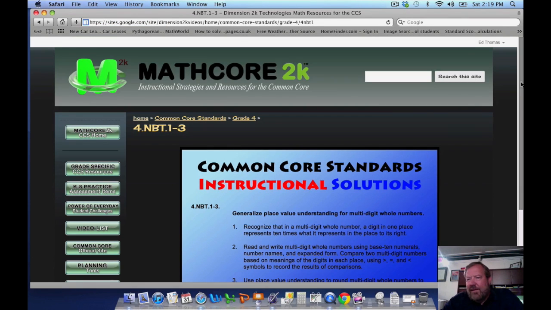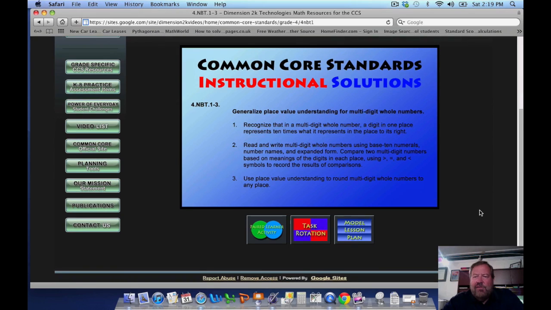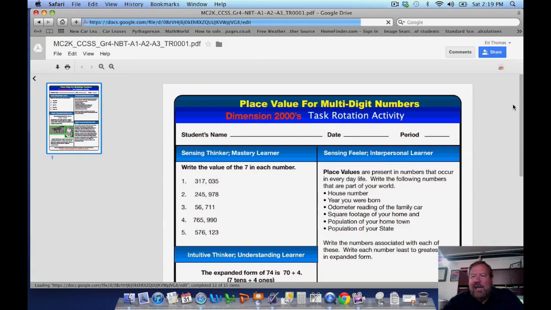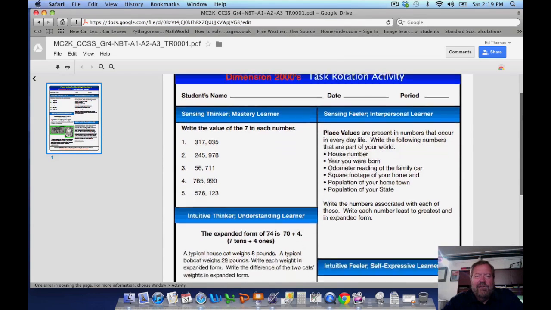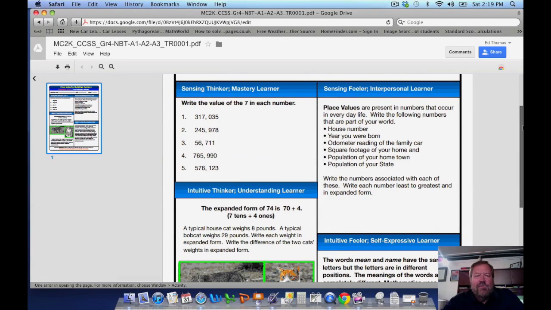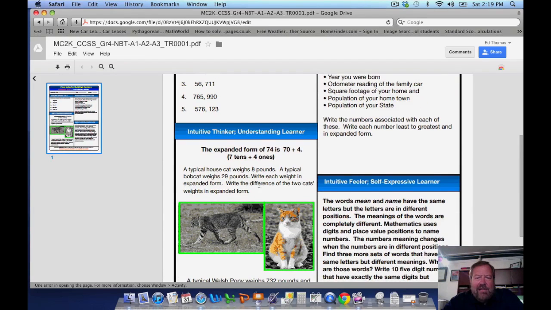So I click on the standard, and what we have here for grades 3 through 12 is everyone's going to get a model lesson plan, a task rotation activity and a paired learner activity, and in some cases additional resources as well. So let's take a look at the task rotation first. The reason I want to show you that first is because task rotation is set up similar to the process of the centers, where we address the mastery related to the skill, the interpersonal activity or task, and the understanding task and the self-expressive task, where the kids get a chance to be creative.